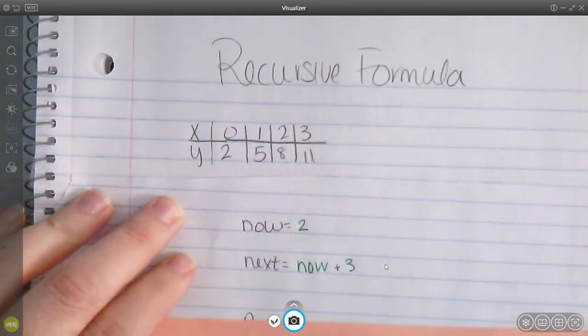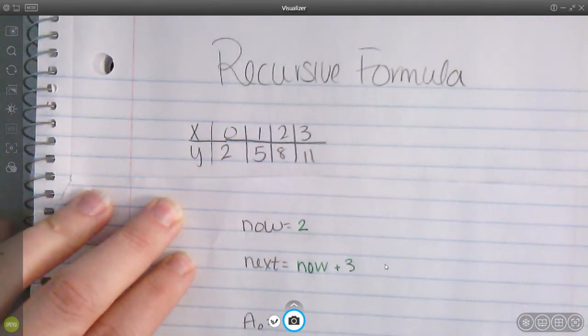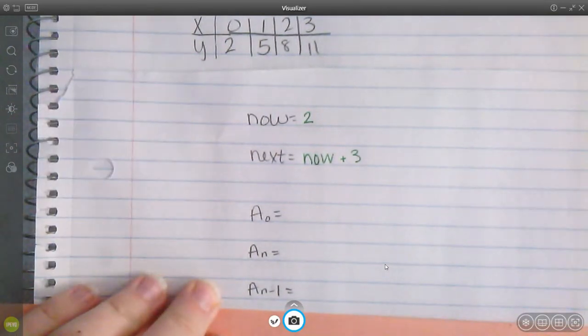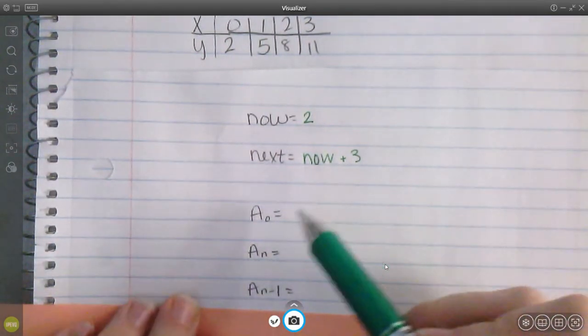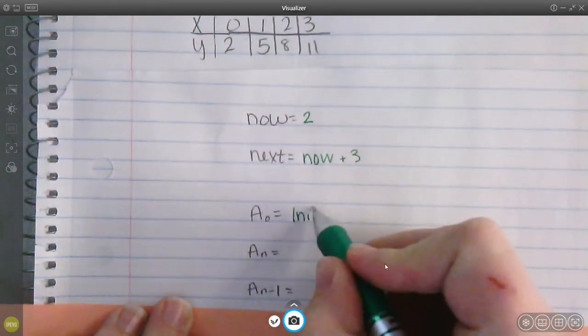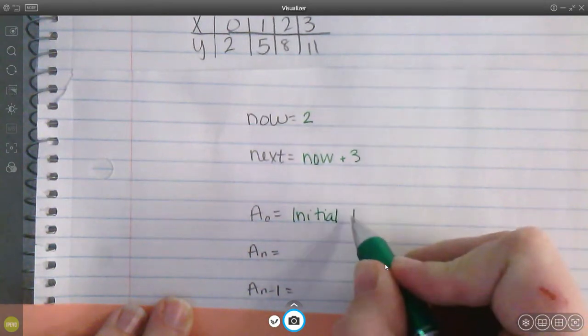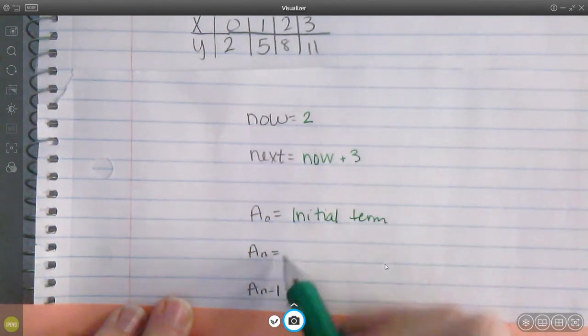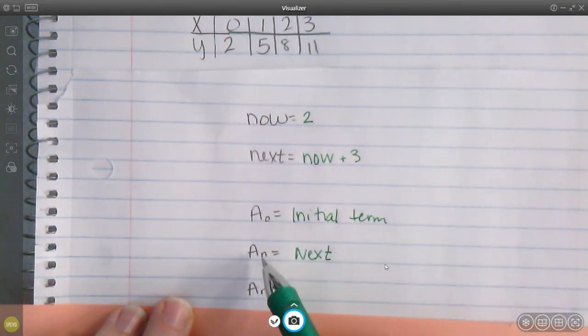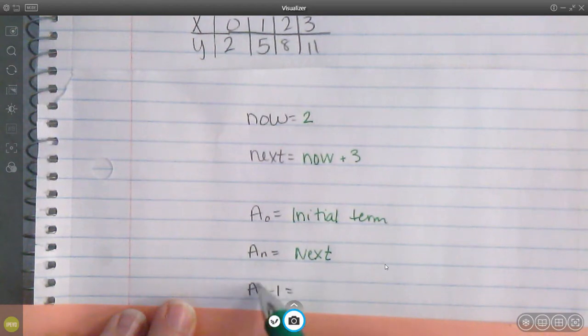So to do the recursive formula, we have these 3 things to look at. It's basically the same thing. The notation is just a little different. So this stands for a sub 0, which is going to be our initial term. A sub n is going to be our next term. I remember that n is next. And then a sub n minus 1: if we take this term and subtract 1 from it, that's just our previous term.